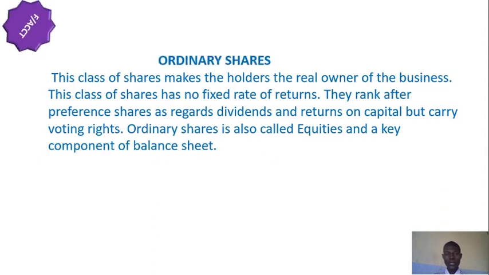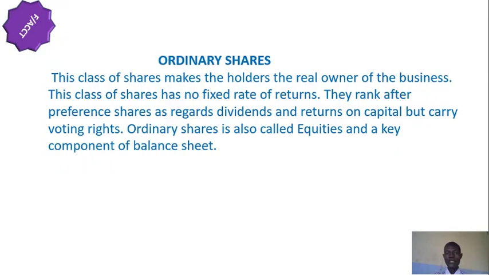The first one is ordinary shares. This class of shares makes the holder the real owner of the business. This class of shares has no fixed rate of returns, unlike the preference shares, which carries fixed rates. You may say 5% preference shares, 10% preference shares, but for ordinary shares, there is no fixed rate of returns.